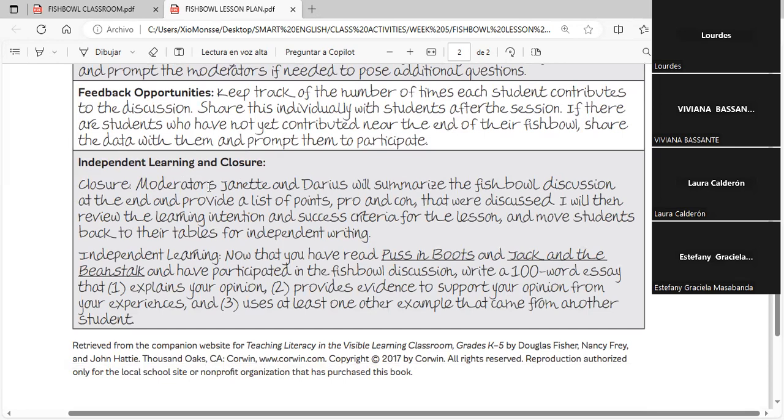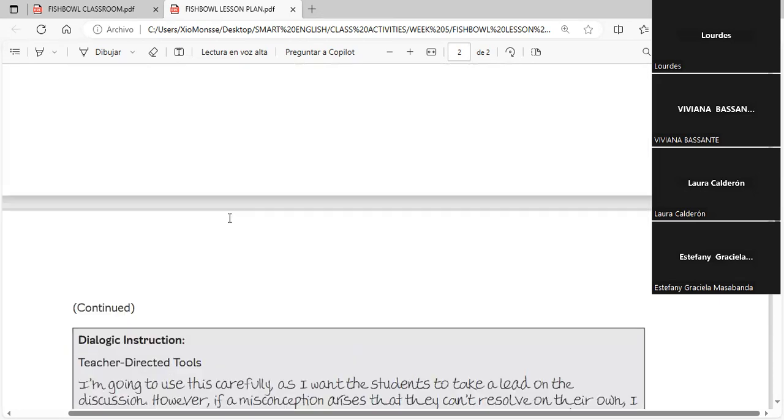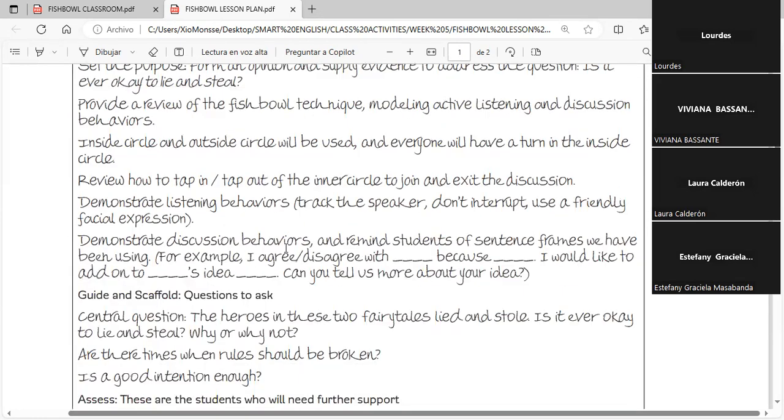Independent learning and closure. Closure: moderators Janet and Darius will summarize the Fishbowl discussion at the end and provide a list of points, pros and cons, that were discussed. Okay. This is a lesson plan that you're going to follow. This is something that you're going to do. You're going to record your class. This is a task for the last week of this level, right?